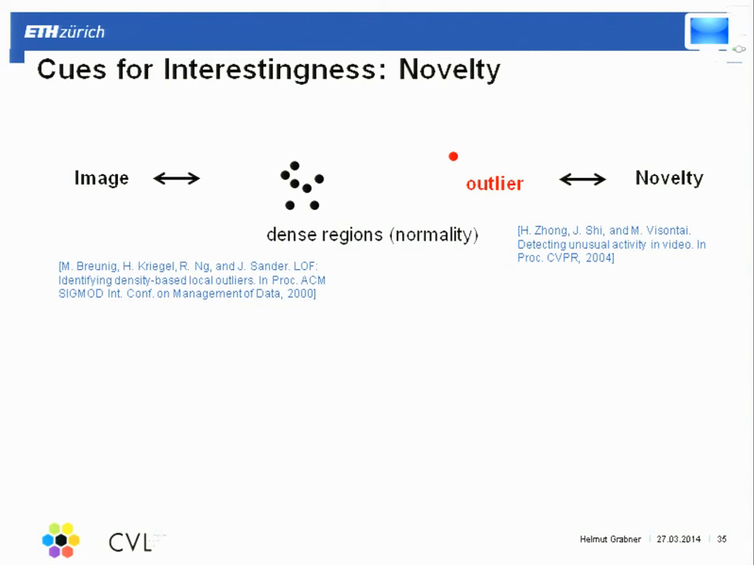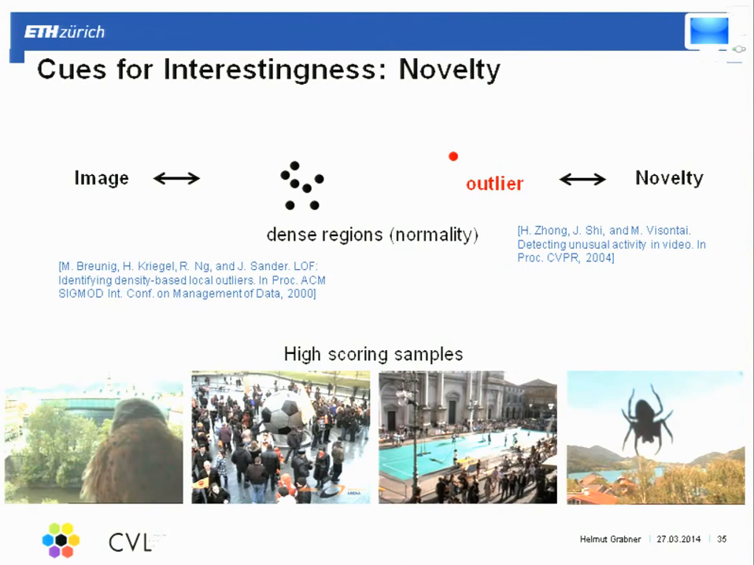So this data set is one image sequence, and the more the degree of being an outlier, the more interesting, or the more it corresponds to novelty. These are typical examples. So clearly the spider is an outlier with respect to this image sequence, so this gets high scores, all of those kinds of events as well.